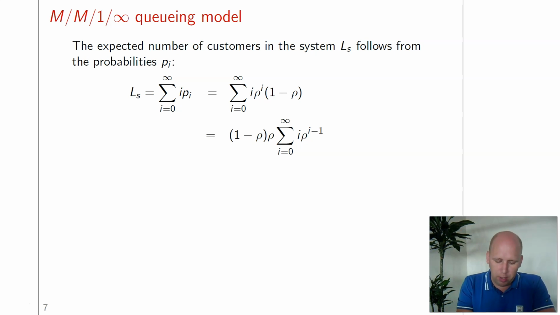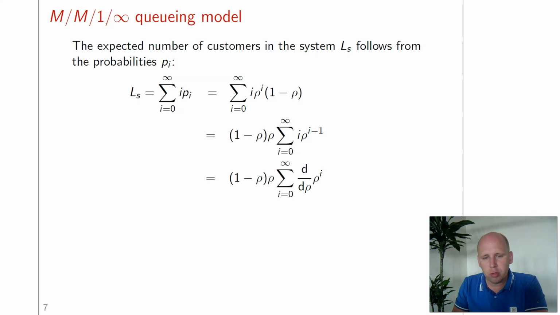And then you maybe see that this is the derivative of rho to the power i with respect to rho. And if we realize that, so if we write this like that derivative, then you basically get rid of this i here in front. That makes it complicated to evaluate this summation. So we are going to say that it's the derivative of rho to the power i. Now we have a sum of derivatives, which is the same as the derivative of the sum. So we can basically interchange these two. So then we get this.